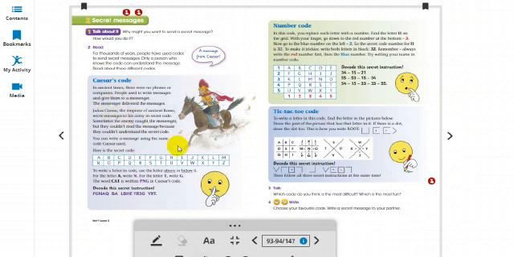Now let us see what system of coding Caesar used to convey messages to his leader.